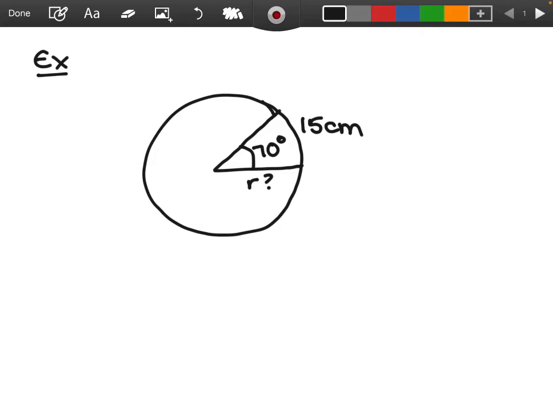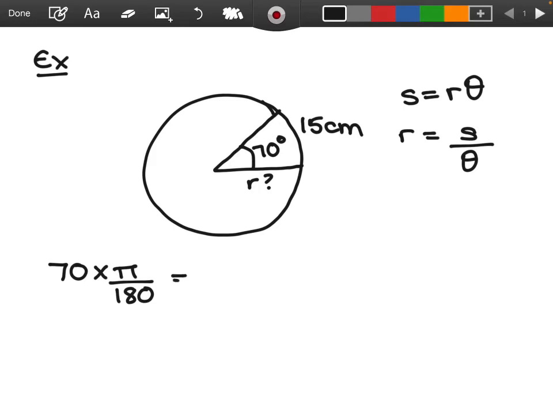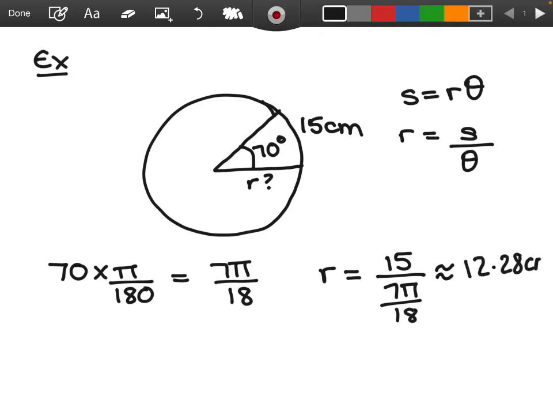Okay, we're going to use our arc length formula again, and remember that we have to rearrange it. And then we have to put that angle theta in terms of radians. Right now it's in terms of degrees, but it has to be in radians. So the first thing we have to do is multiply this by pi over 180. And when you cancel that down, it gets to 7 pi over 18 radians. So now that tells us that our radius is equal to 15 centimetres divided by 7 pi over 18. And when you plug that into your calculator, you get approximately 12.28 centimetres.